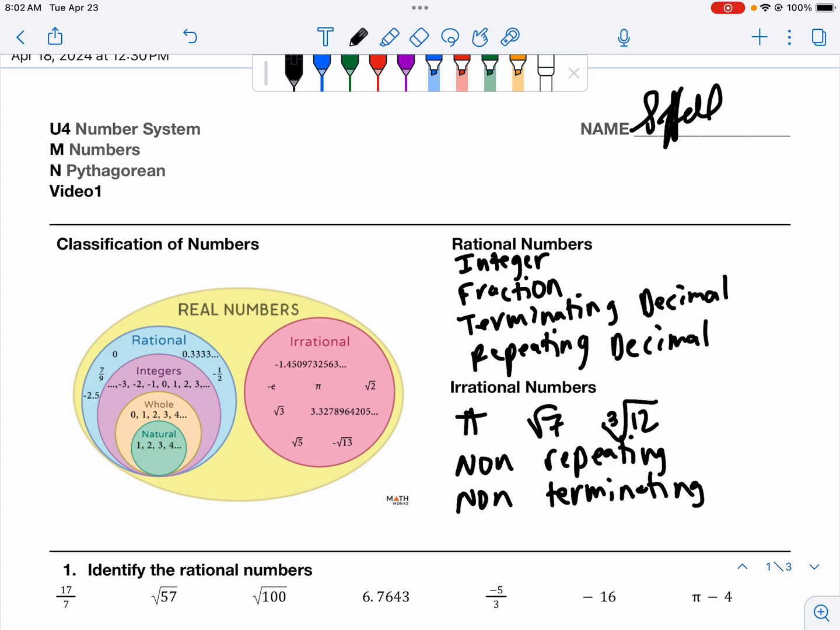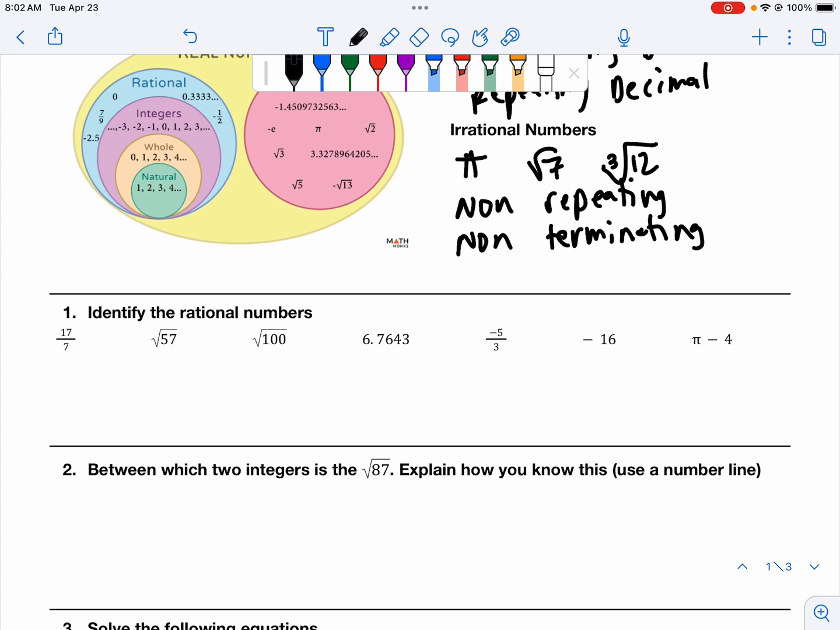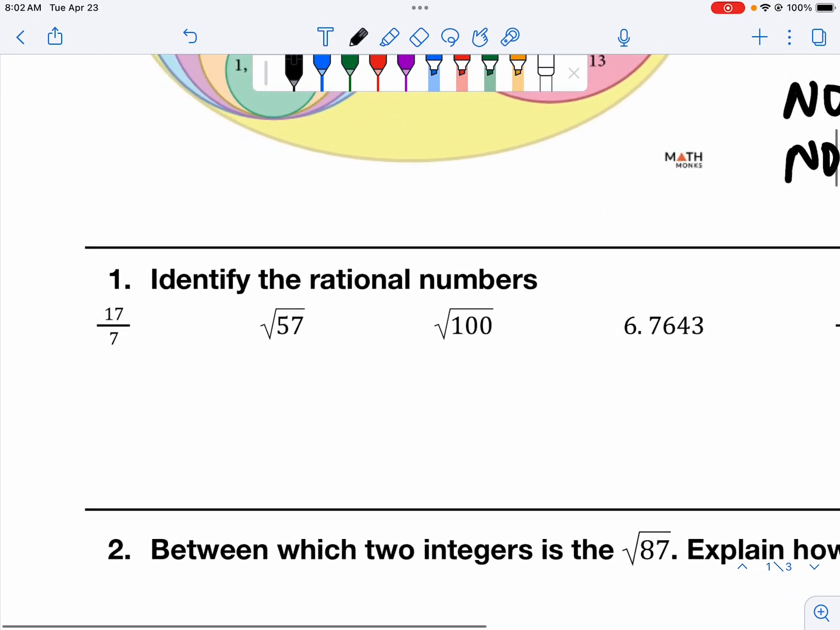All right, let's look at some things here. It says identify the rational numbers. There's going to be a couple of things I pull up from my calculator here. There's a couple of them we can just identify. This is a fraction, so this is rational. Square root of 57. Now, we have two square roots sitting next to each other. The square root of a perfect square gives us a whole number, which is rational.